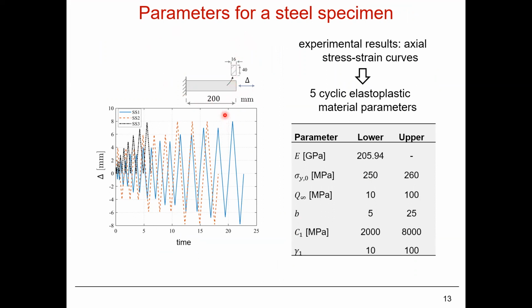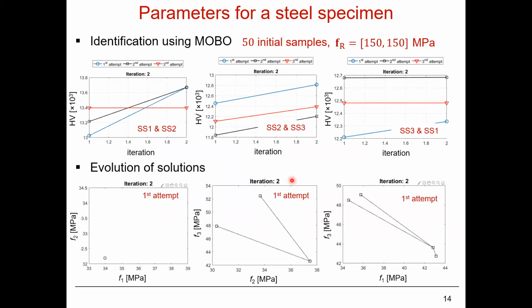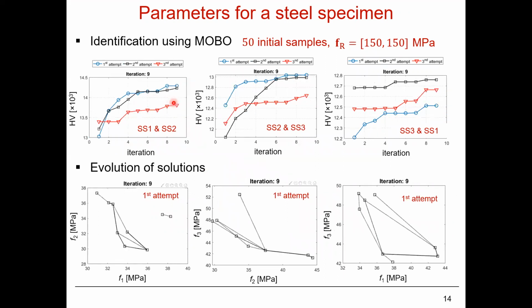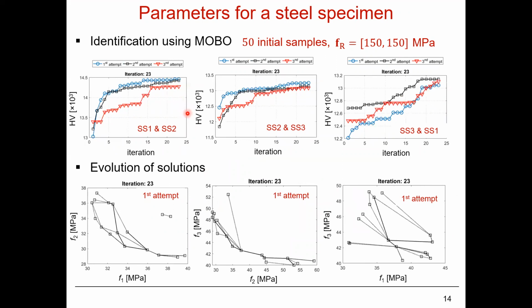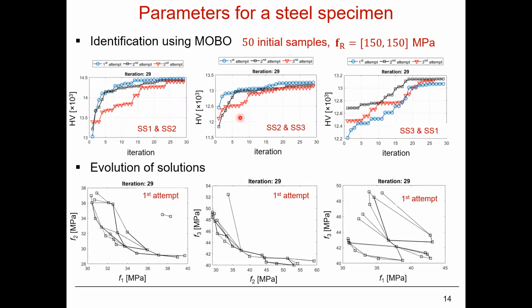Here we have the experimental results, which are the actual stress strain curves of the specimen corresponding to each loading history. We have a total of 5 parameters for this problem, with the Young's modulus fixed at this value, and the intervals for the other parameters are given in this table. For identification, we use experimental results from every pair of 2 loading histories, so we have 3 identification cases like this.